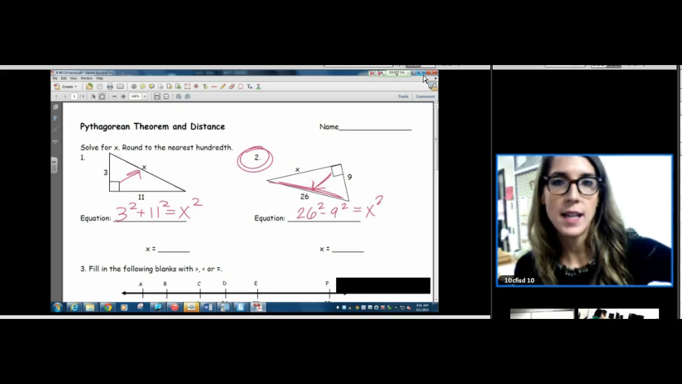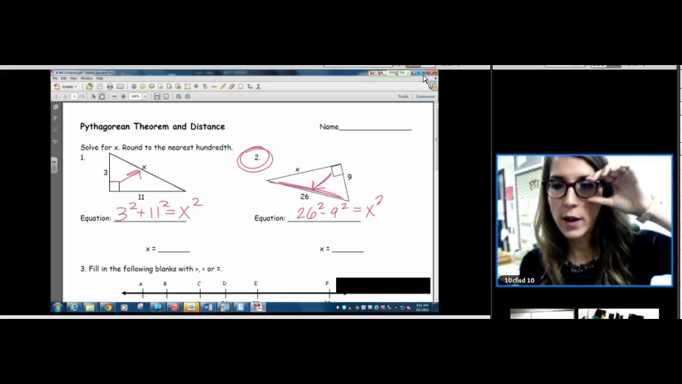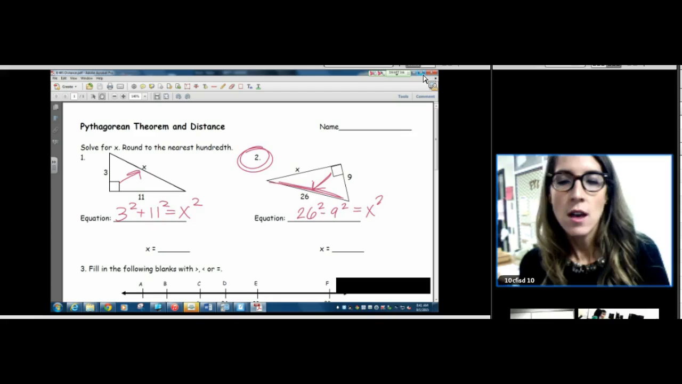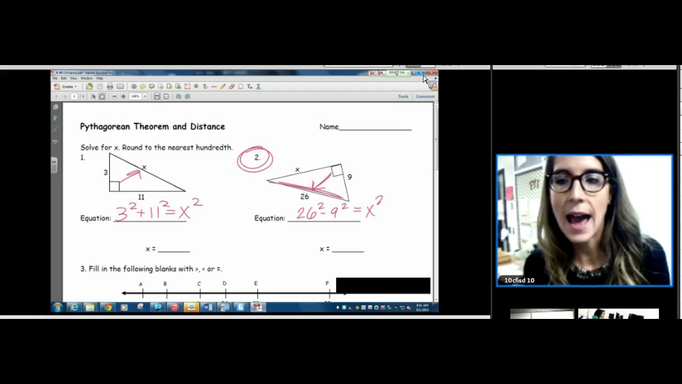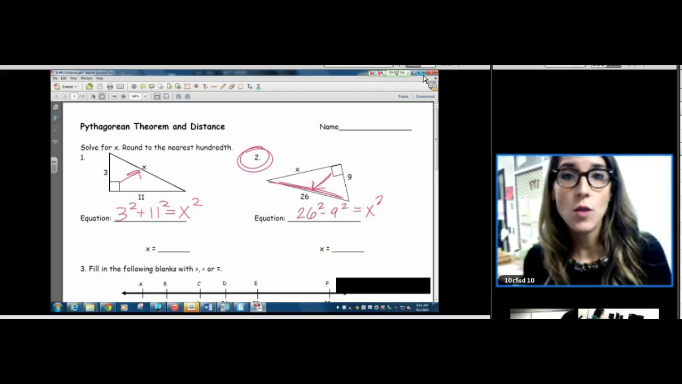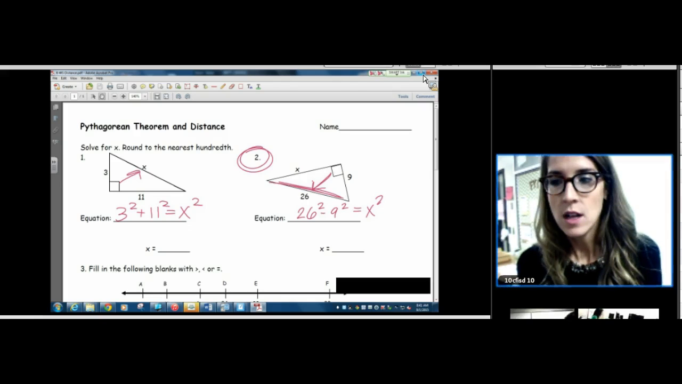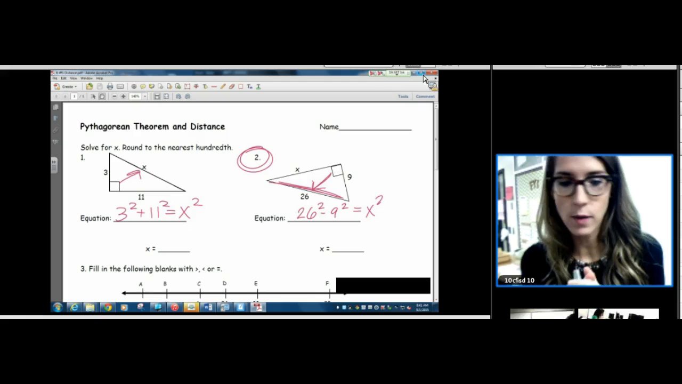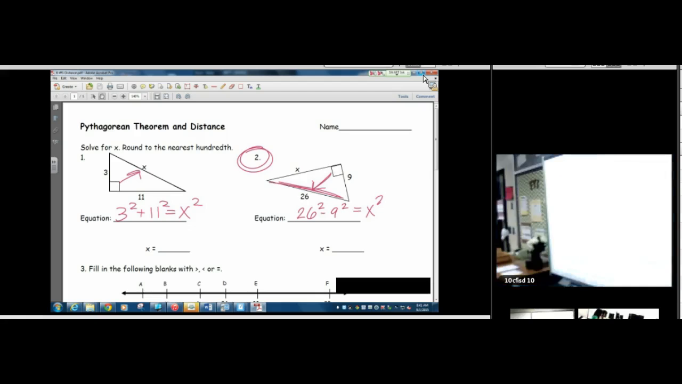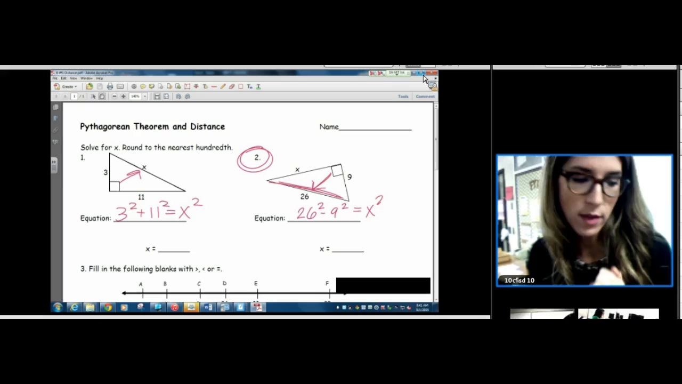Sure, you can write step number 1 if you want, but when you're looking for a leg, you're going to be subtracting. And when you're looking for a hypotenuse, you're going to be adding. When you're looking for a leg, you want your number to be smaller than the hypotenuse, so think subtract. So if you take the square root of 26 squared minus 9 squared, you will get 24.39.